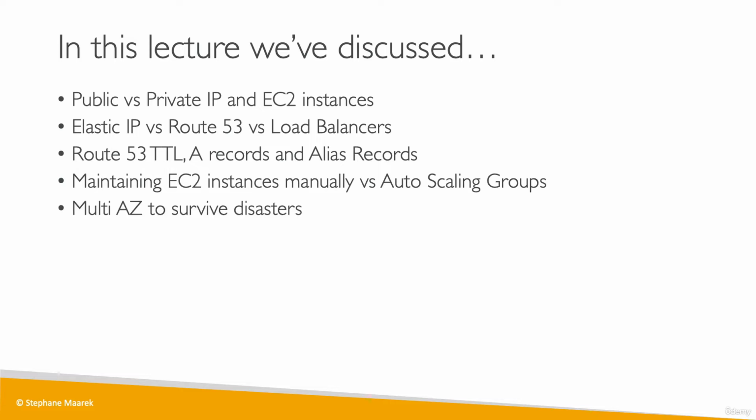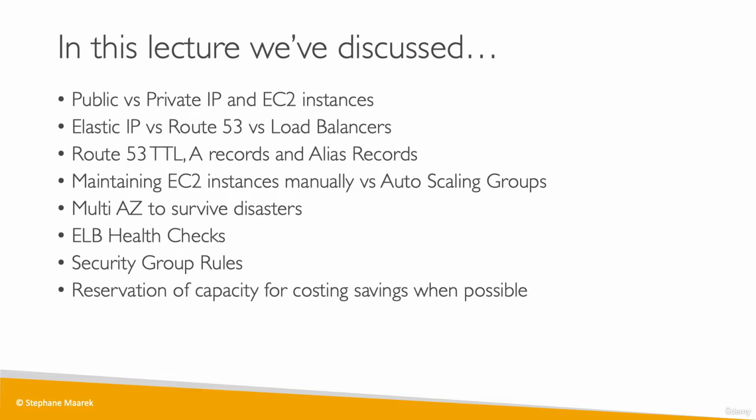And then we said, okay, let's go multi-AZ. We can survive disasters this way. And let's enable ELB health checks so that only the instances that are responding correctly get traffic. And we've seen how to set up security group rules so that the EC2 instances only receive traffic coming from the ELB. And finally, we said, you know what, let's look at capacity, let's do some cost saving. We always know that we want 2 EC2 instances running at any time, so let's reserve the instances, and that will bring lots of cost savings.